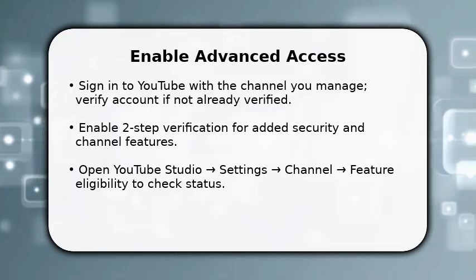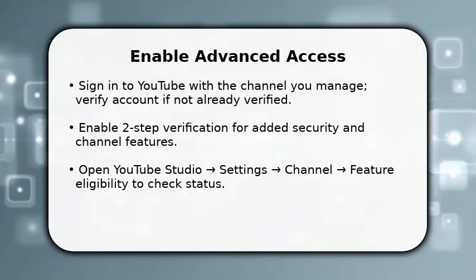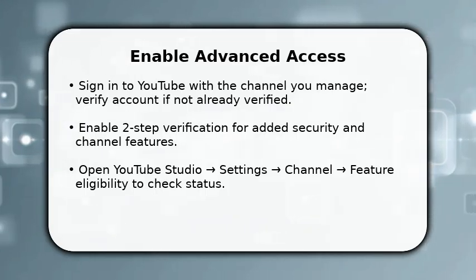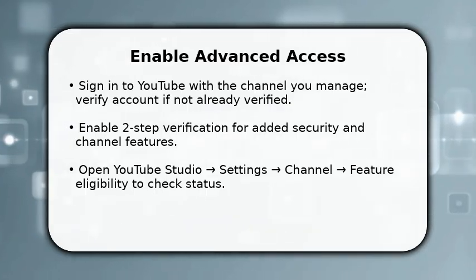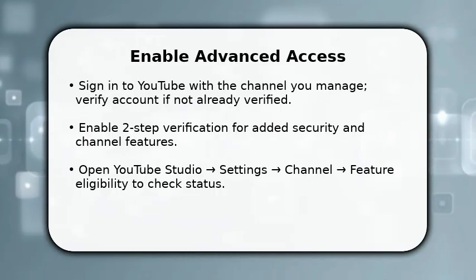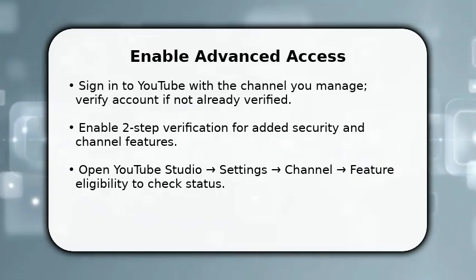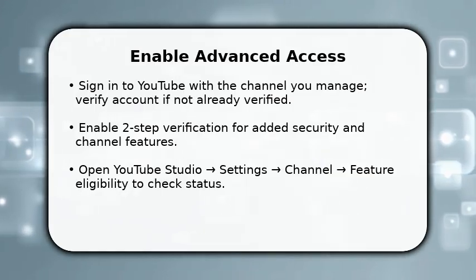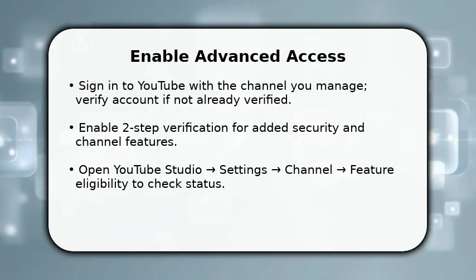You start by getting the account ready. Sign into the channel you control and verify identity if prompted. Next, enable two-step verification because many advanced features require stronger security. Once done, open YouTube Studio, go to Settings, then Channel, then Feature Eligibility to see what's available.